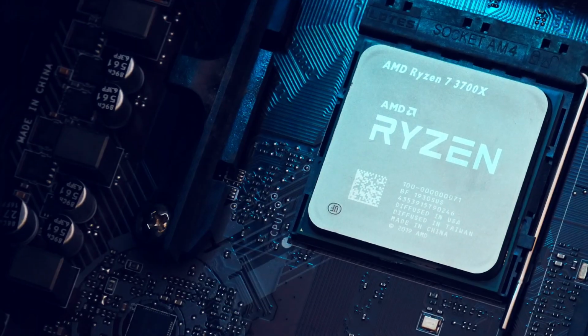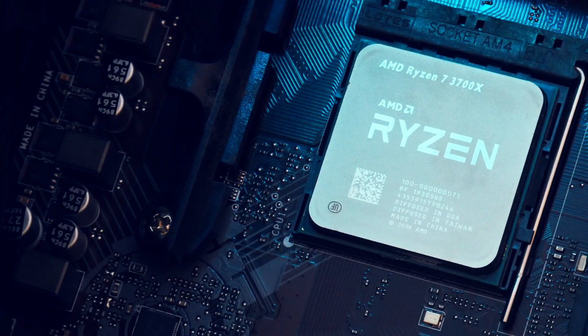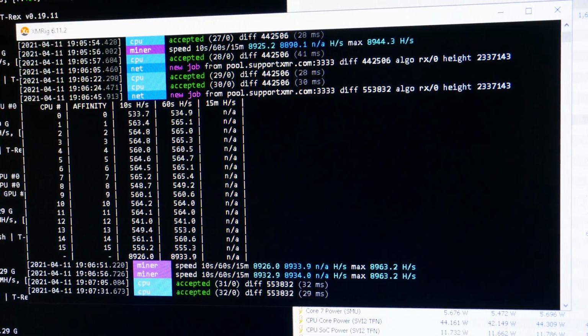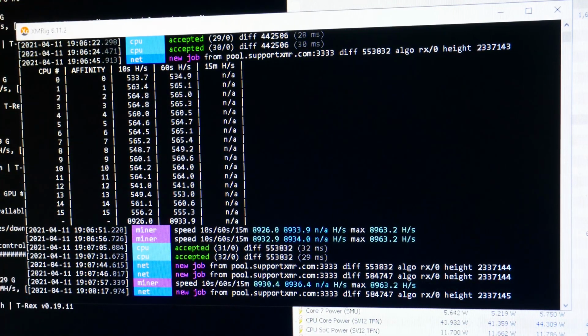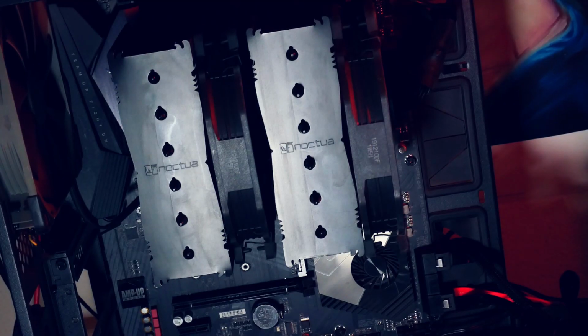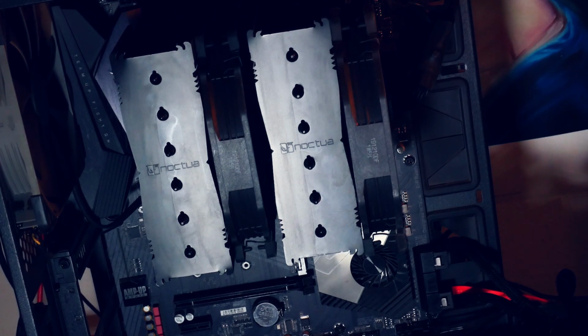That's already it, a 3700X setup for mining Monero, a good baseline hash rate, but still more optimization to do to get more out of it. What is your 3700X hash rate? Let me know what you think and how your CPU mining adventure is going.